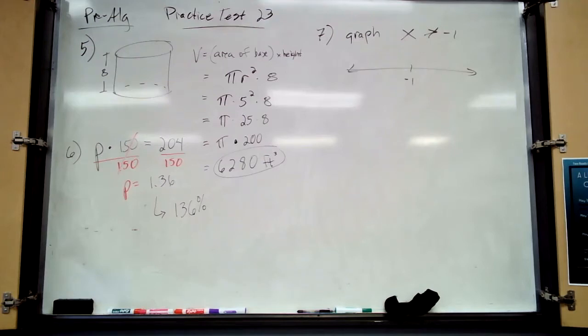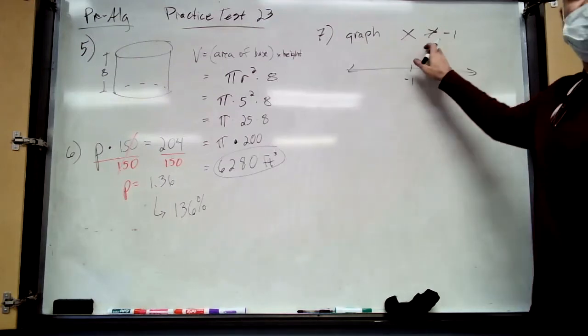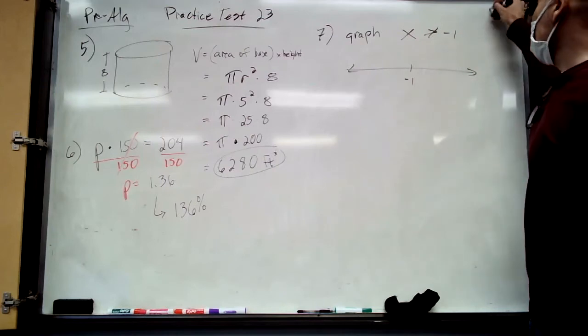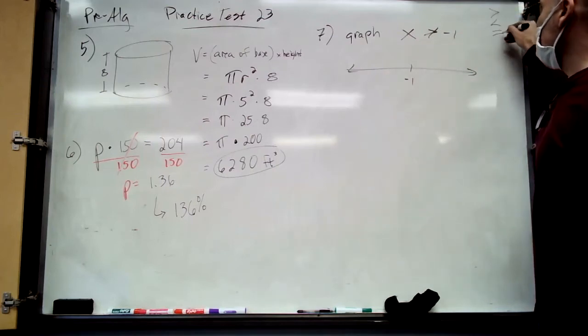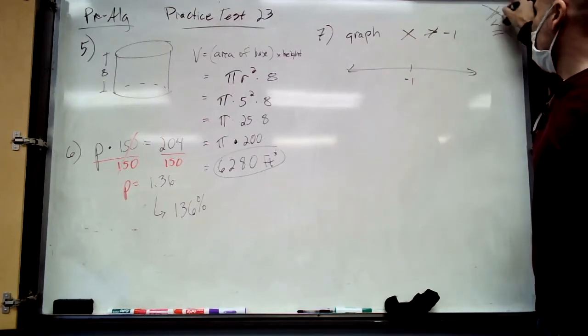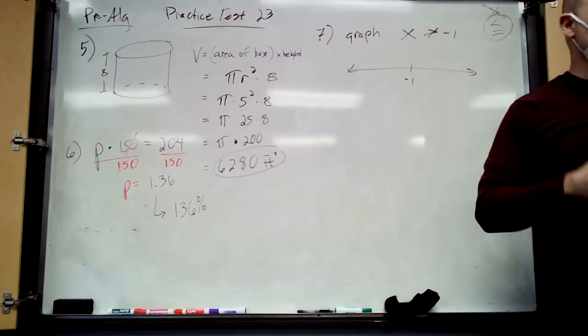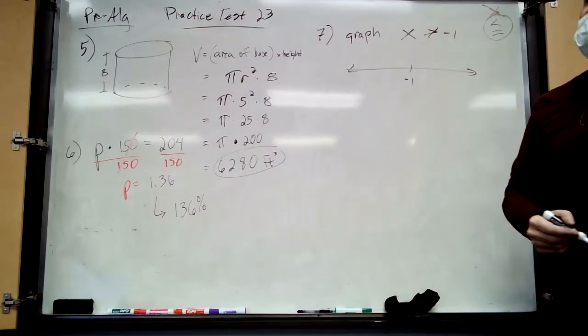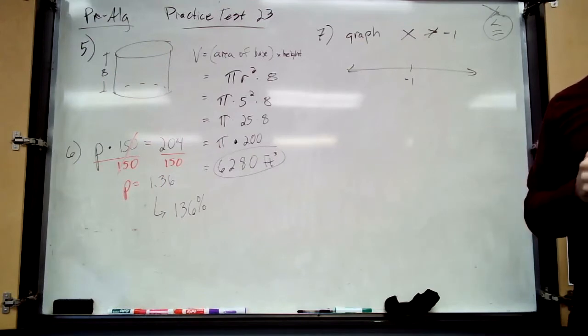Here's why. Because if it's not greater than, the only thing it's eliminating is this one. So it could be less than or it could be equal to. Because -1 is not greater than -1, is it? Why doesn't it have the line on the bottom?